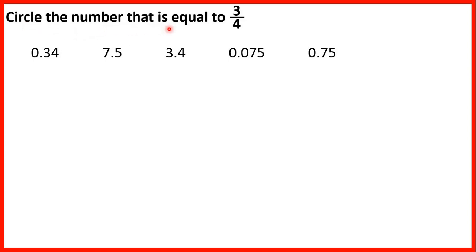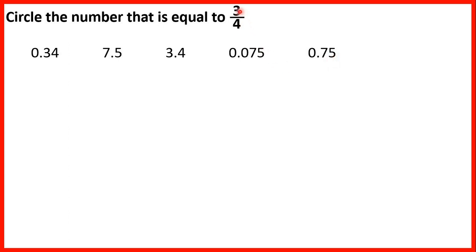Circle the number that is equal to 3/4. So we need to write 3/4 as a decimal. So if we remember our decimal place value, the first digit after the decimal point is the tenths digit, and the second digit after the decimal point is the hundredths digit.